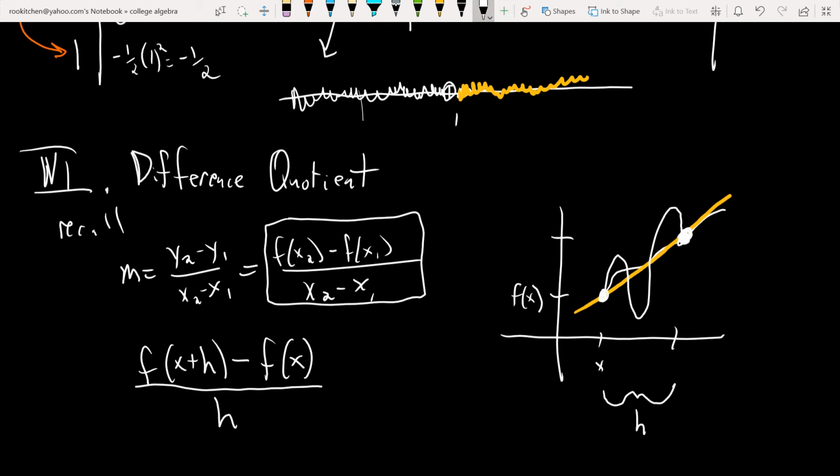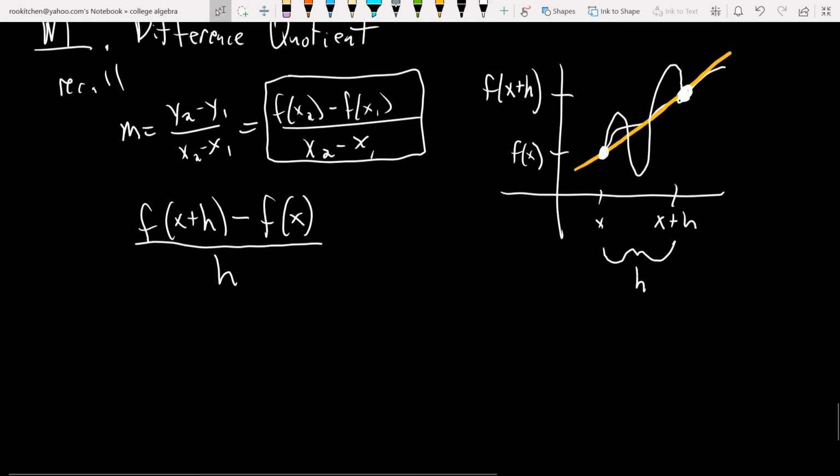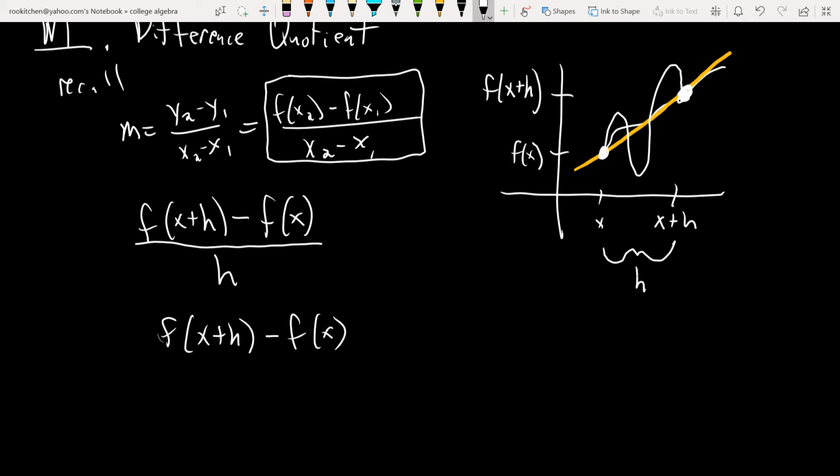So say this distance is h, so this will be x plus h, okay? And then you'll have f of x plus h. So if you plug that stuff into this slope formula, what do you have? We have f of x plus h minus f of x up top. That's just y2 minus y1 all over x plus h, which was x2, plus or minus x.